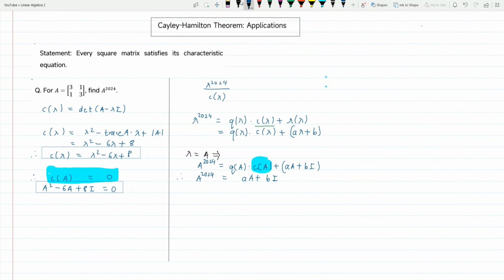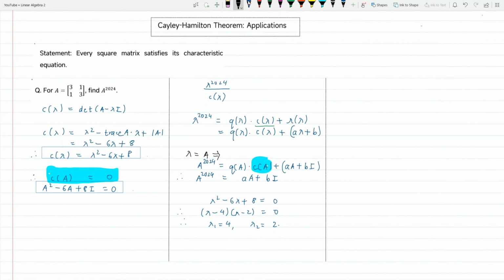To find the eigenvalues of A, we need to solve the characteristic equation, which is λ² − 6λ + 8 = 0, and by factorization we get (λ − 4)(λ − 2) = 0, which gives us λ1 = 4 and λ2 = 2. Thus we have that 4 and 2 are the eigenvalues of the given matrix A.